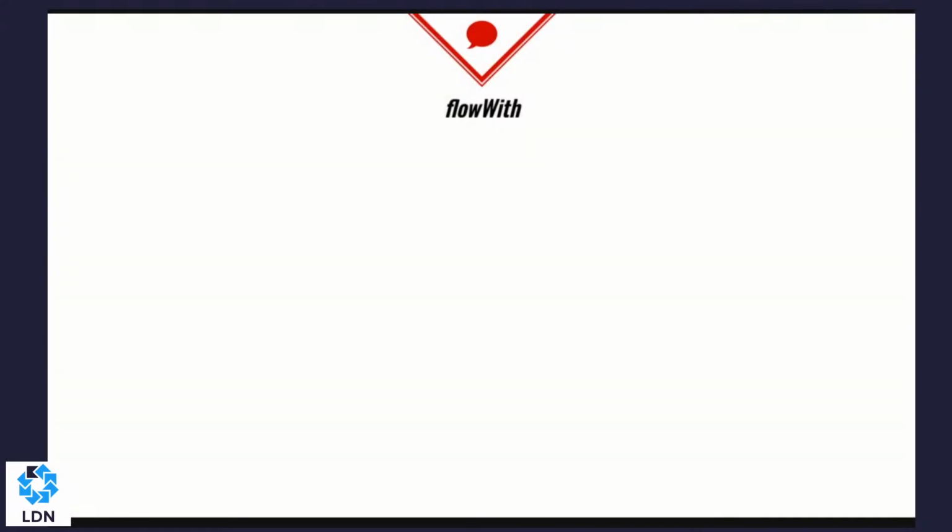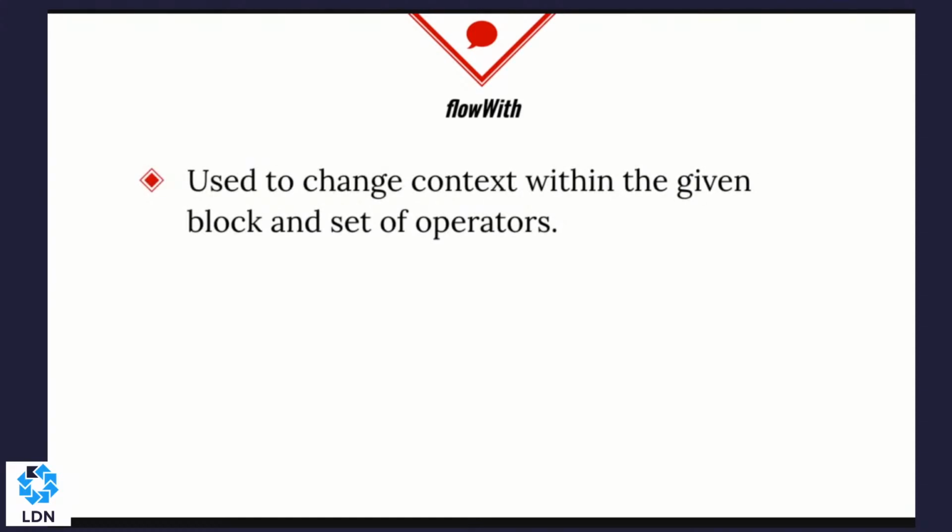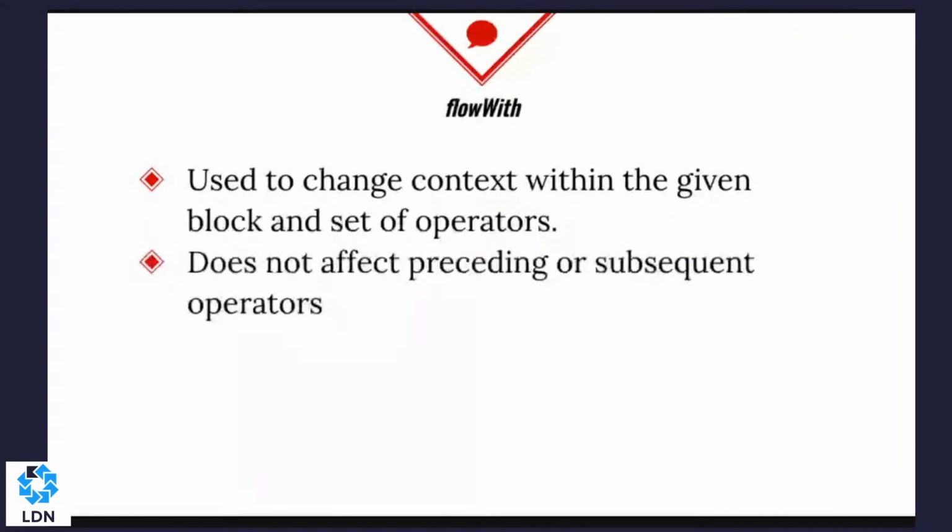There is a slight variation of flowOn called flowWith. This is a very specific function you may not use in your day-to-day application, but it was interesting and worth sharing. It is used to change the context within a given block and set of operators. What do I mean by that? Let's see. It does not affect anything outside that block.